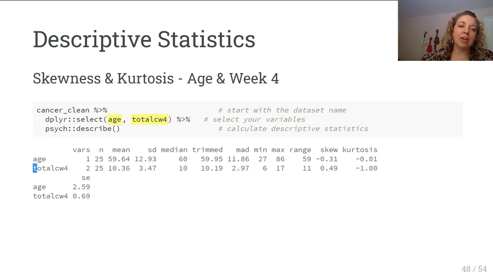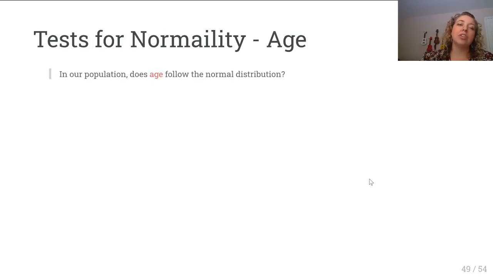Now, I want to compare that to the oral condition at week 4. It's got a slightly smaller skewness in the opposite direction, but its kurtosis is much bigger. Alone, these numbers of skewness and kurtosis are descriptive, but they're not really great guidance for making a decision. So the next thing I'm going to show you is how to test normality directly, as in getting an inferential p-value out of it.